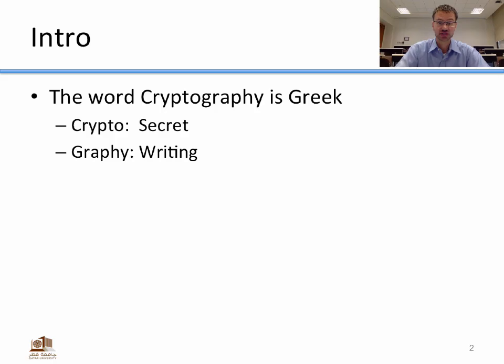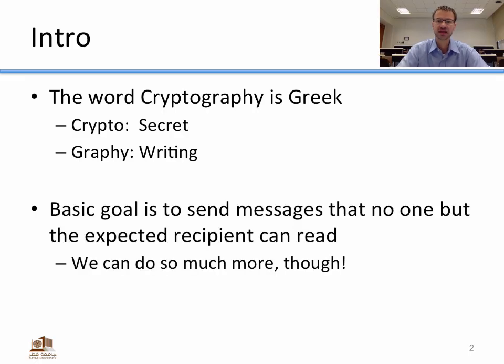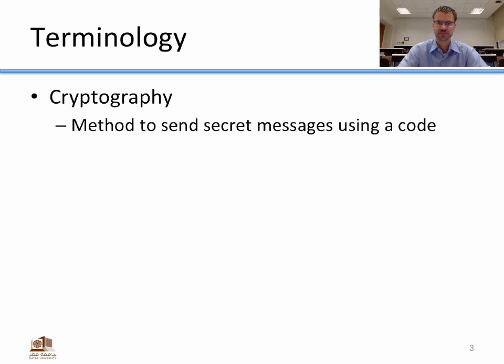As an introduction, the word cryptography is Greek, and when you break it down, you have crypto, which means secret, and graphy, which means writing. So the word cryptography is Greek for secret writing. The basic goal in cryptography is to send messages that no one but the expected recipient can read. We can do a lot more with the cryptographic primitives that we come up with, but that's our simple goal at this point. Send messages that no one but the expected recipient can read.